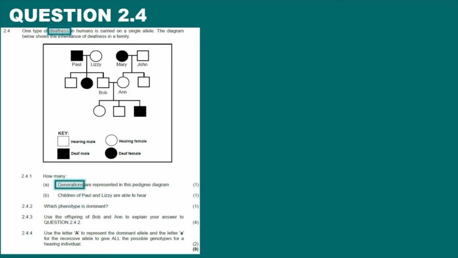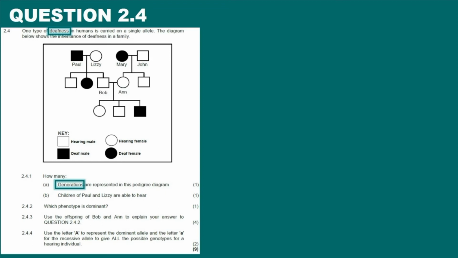So how many generations are represented in the pedigree diagram? If you go back to my summary, there I have indicated how one can find the generations of the pedigree diagram. Here you will see that Paul and Lizzie, Mary and John will form the first generation.